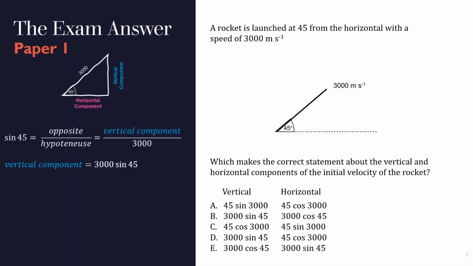So there we have it. We know that sine 45 is the opposite over the hypotenuse, which is equal to the vertical component over 3000. If we rearrange that, we can see the vertical component is 3000 sine 45. And that's all we have to look for. 3000 sine 45. There's one there. And we know it's not D, because of this. But for completeness, there we have it. It's B.